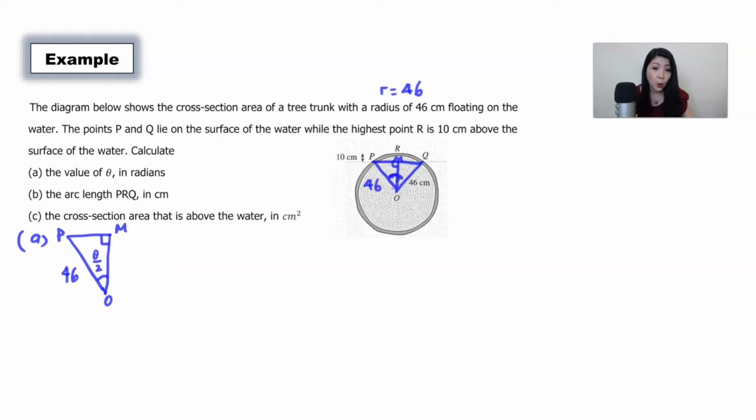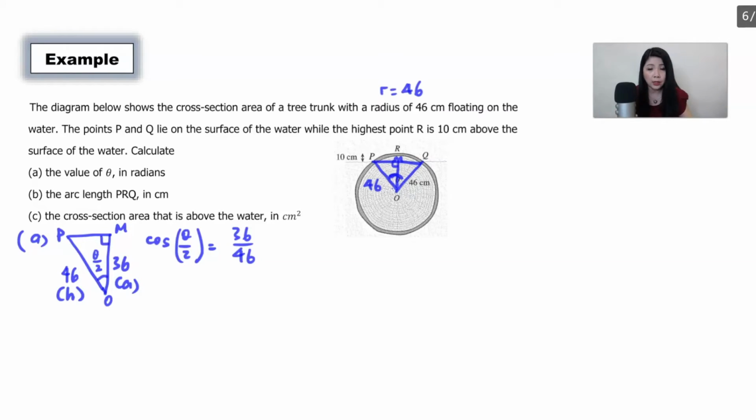To find OM, it is actually OR minus 10. OR is the radius, which is 46. Then minus 10, we get 36, which means OM is 36. So we have to use trigonometry to find theta. Either we use sine, cos, or tangent, so see what they give you. They give you the hypotenuse, which is 46, the longest side of a triangle, and also this will be the adjacent side. Adjacent over hypotenuse is cos. So we use cos theta over 2 equals A over H, so 36 over 46.